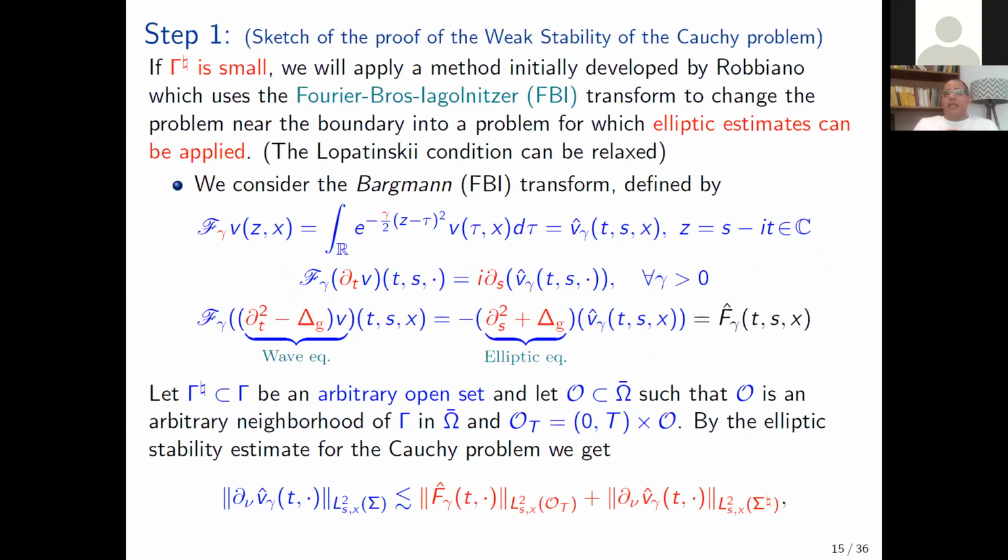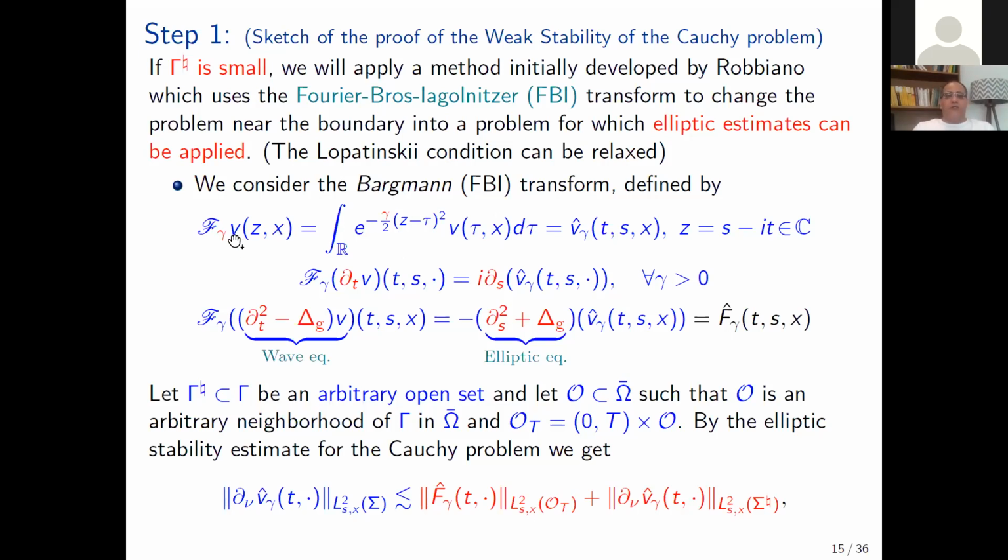So here we will apply a new method used by Robbiano, which is the FBI transform, the Fourier-Bros-Iagolnitzer transform, to change the problem near the boundary into a problem for which the elliptic Carleman estimate can be applied. And then for the elliptic Carleman estimate, we do not need the Lopatinsky condition, or the Lopatinsky condition can be relaxed.